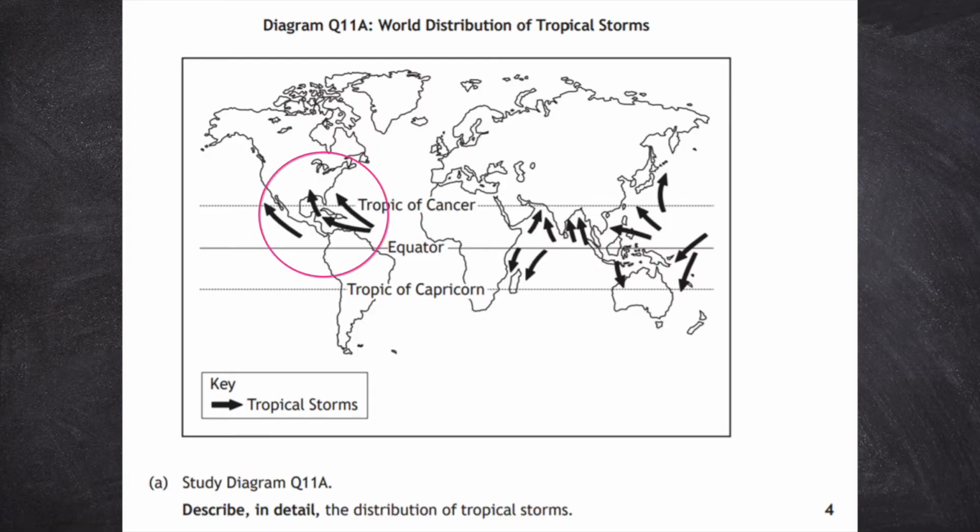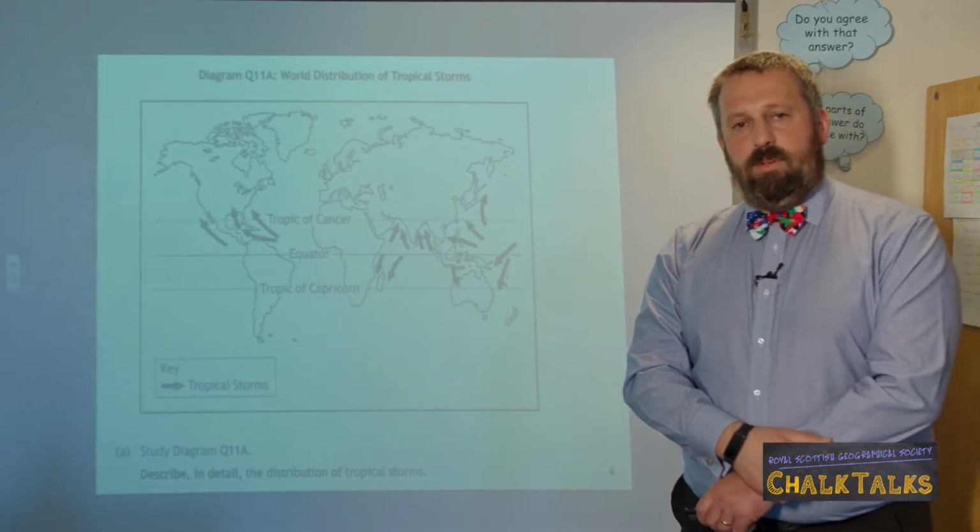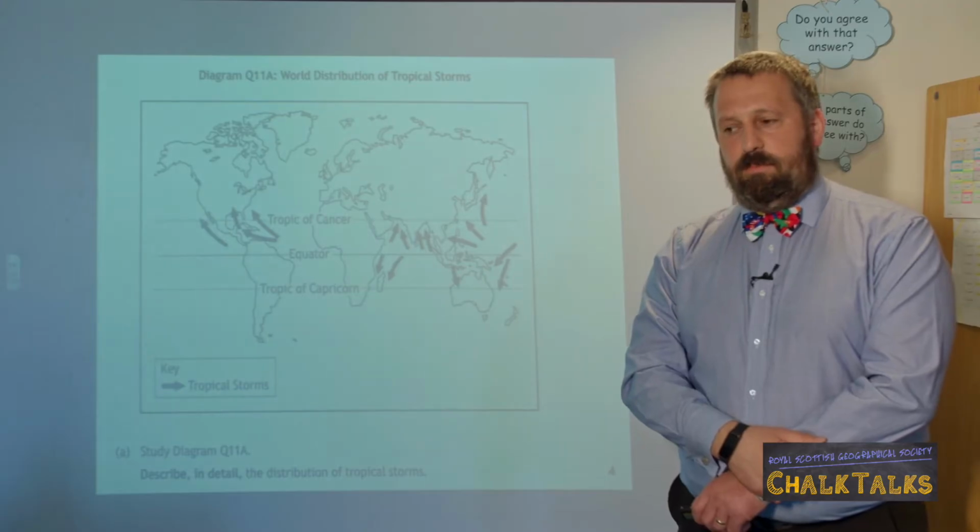For example, some tropical storms originate in the mid-Atlantic Ocean and then travel north and west towards Central America and southeastern USA. Or some tropical storms originate in the Indian Ocean and then travel north towards India and Bangladesh. Now let's have a look at some Part B questions.